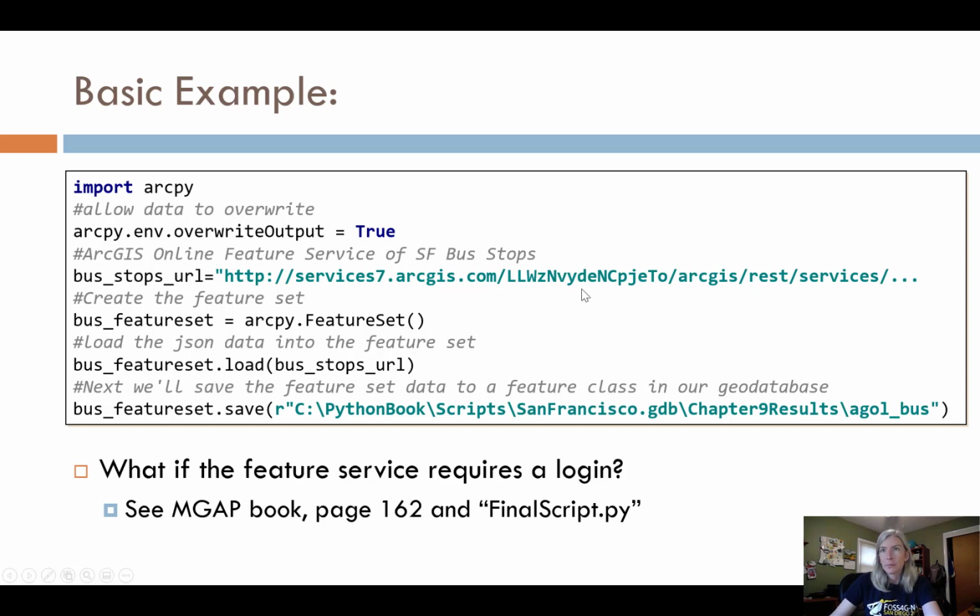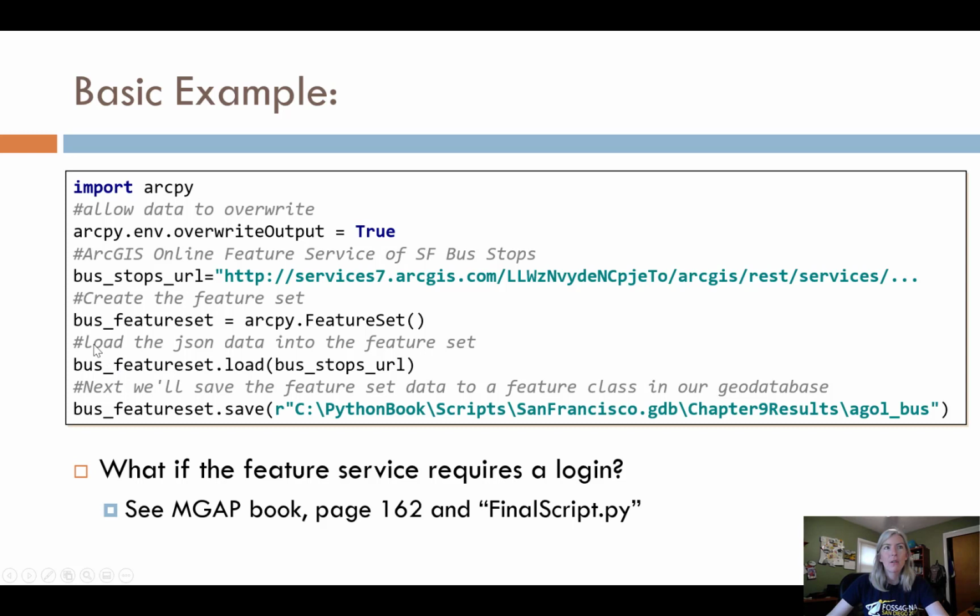So right here, your URL, and it's so long it's getting cut off. That's why we have the ... And then what you're doing is creating a feature set in your code that's like a temporary feature layer in your code that you can access. So we load the URL into the feature set. So first we make the empty feature set, kind of like a placeholder, and then we load the features from the URL into the feature set.